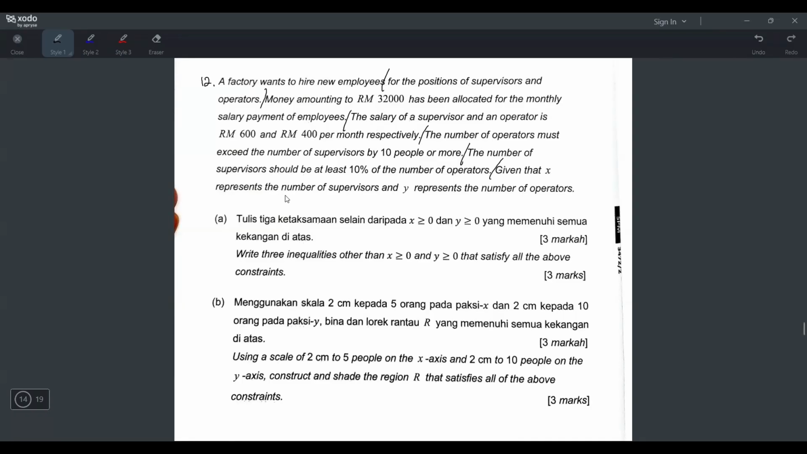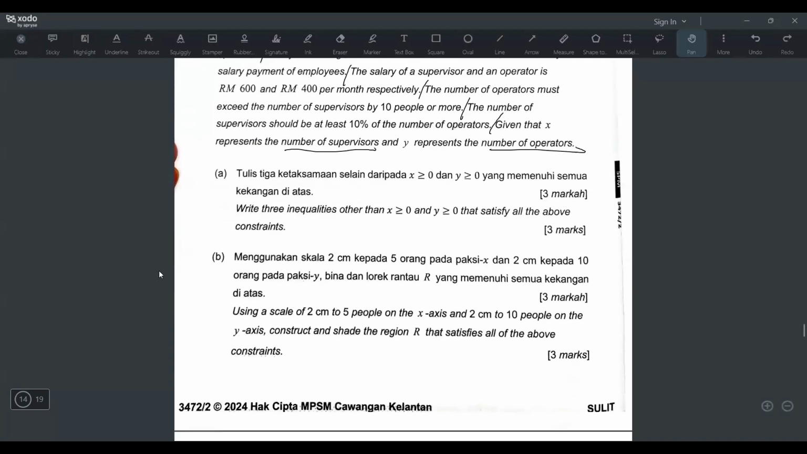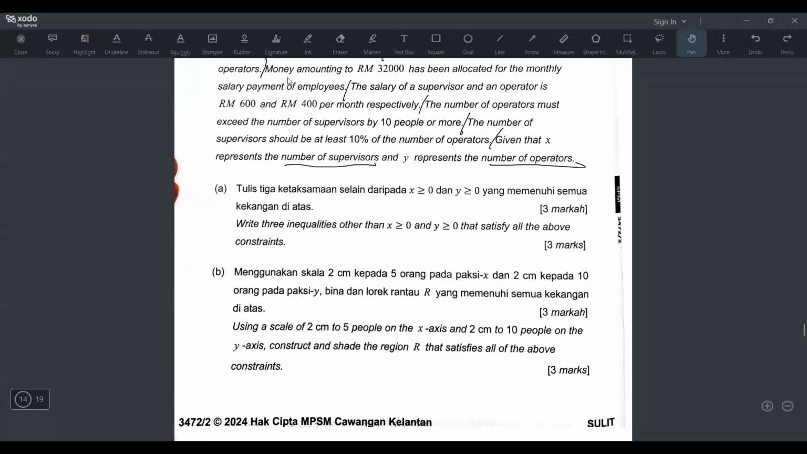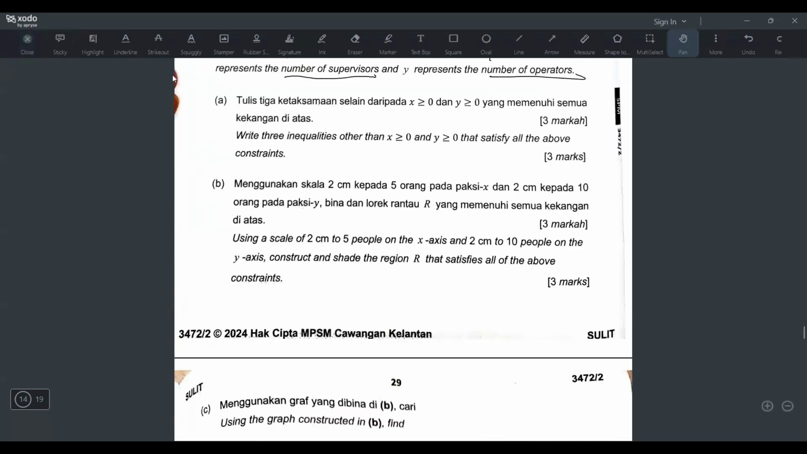Given that X represents the number of supervisors, Y represents the number. Okay, this is important. Because they are telling you what the X and Y represent now. So what you should do now is write down who's X, who's Y. So I don't have space. What should I do?